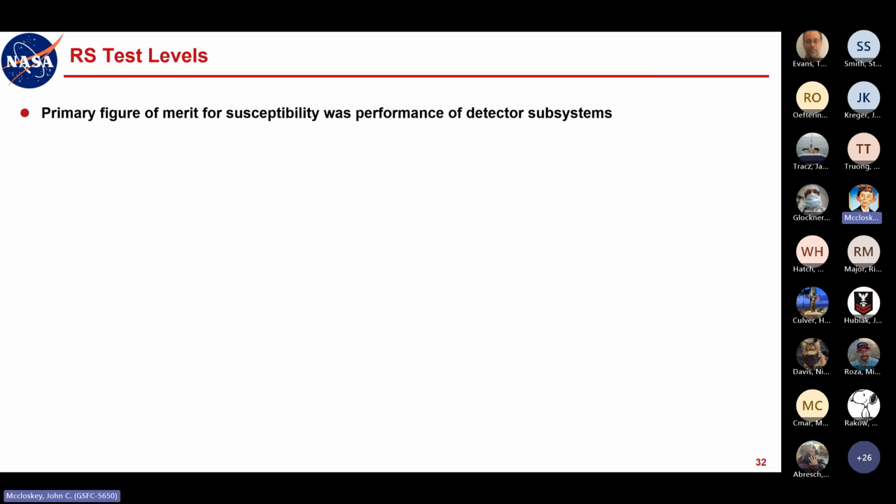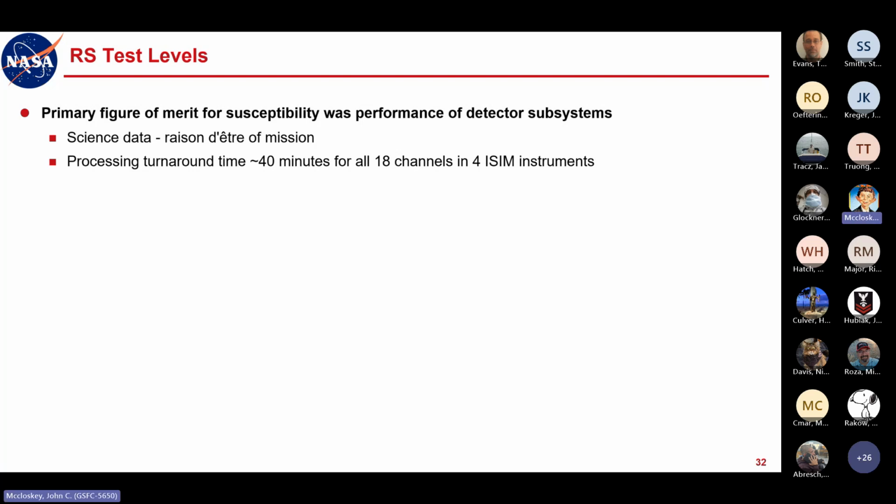So the primary figure of merit for the susceptibility was the performance of the detector subsystems, right? This was the instrument payload, so this was the science data, the entire raison d'etre of the mission. So we had 18 detector channels amongst the 4 instruments. So the processing turnaround time, and again, this is all the stuff that we talked about in the months and months of planning for the test: what is it going to take to process all 18 of these detector channels? And the prognosis, which was pretty accurate, I mean, the teams that do this processing do it all the time and have a good handle on this.